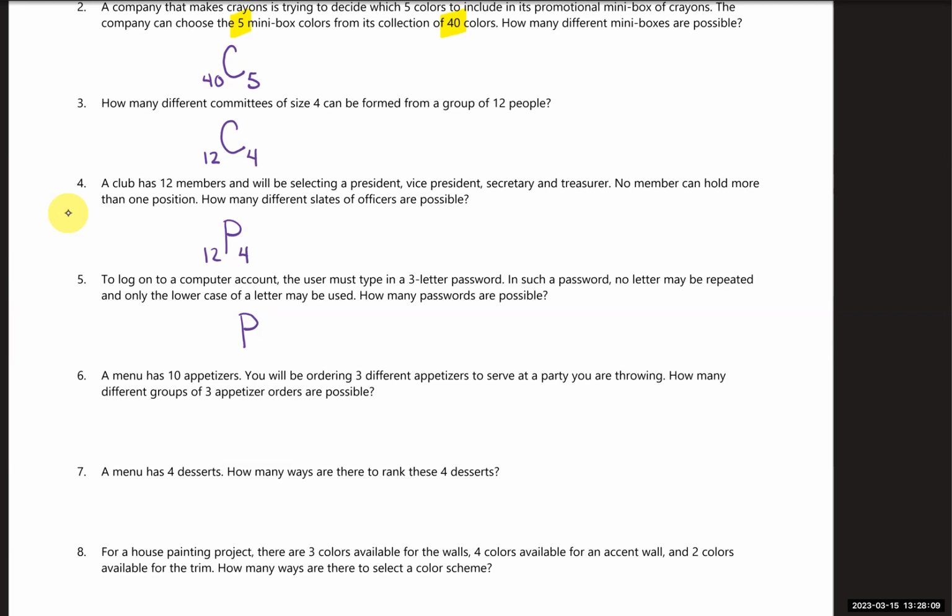So since it's only lowercase letters of the alphabet, we would have 26 letters of the alphabet to choose from, and we're picking 3 to put in those positions of the first letter, the second letter, and the third letter of our password.